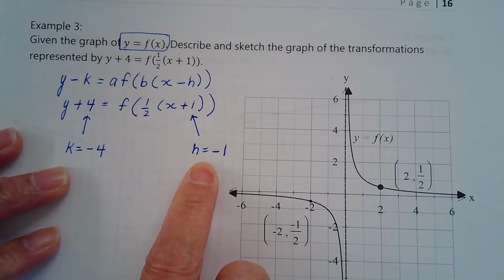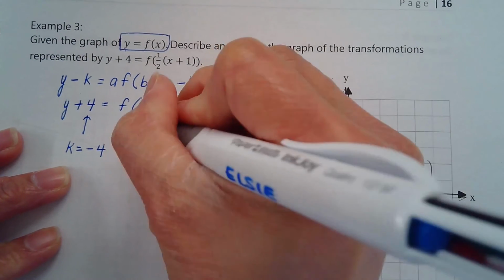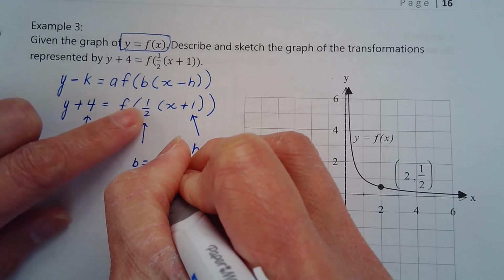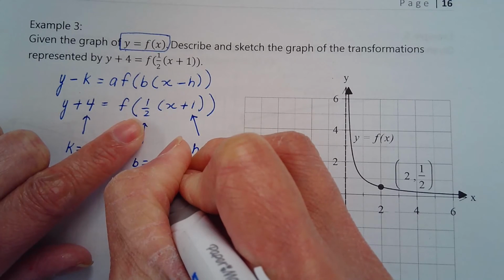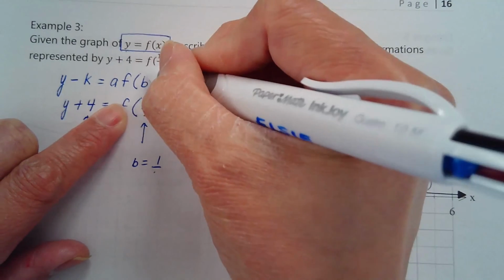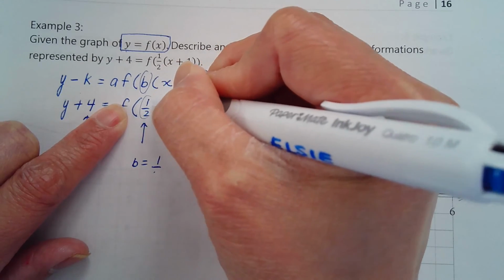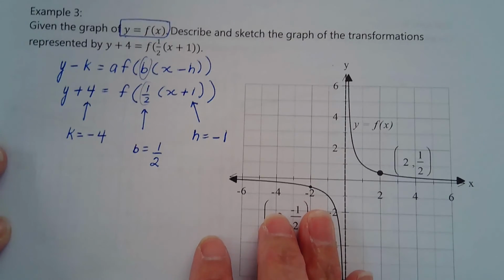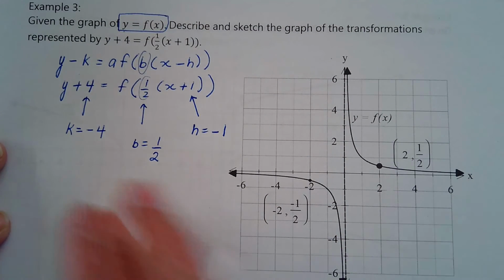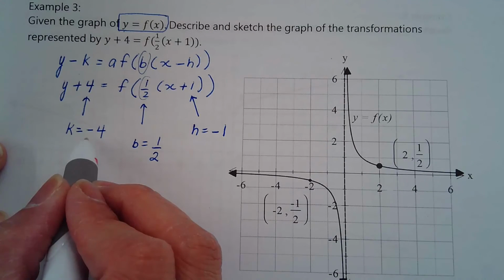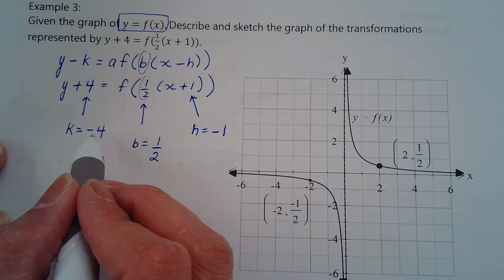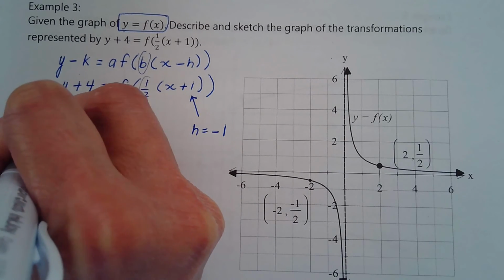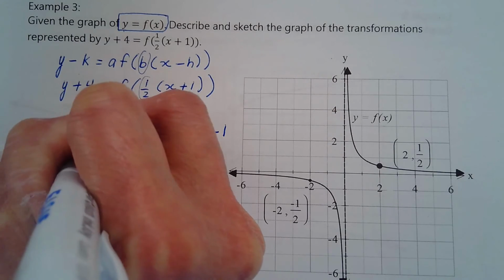Okay. And what's this? b is 1/2. Yeah, b is equal to 1/2. Okay, let's describe it first. So k is negative 4. What does that tell you? What kind of transformation? 4 units down. So 4 units down, okay.